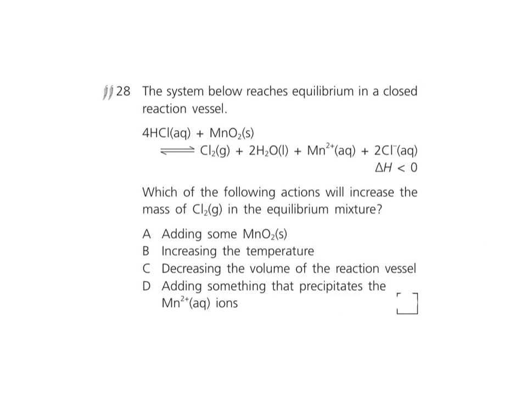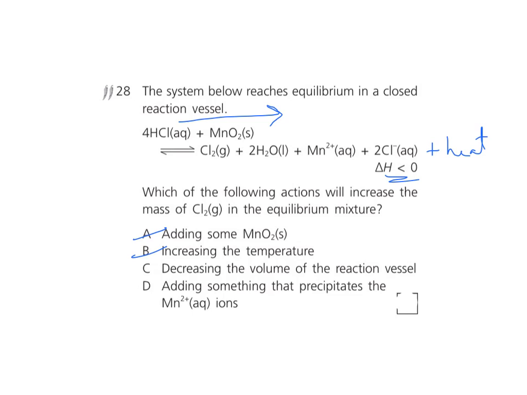The reaction below reaches equilibrium in a closed vessel. Which of the following actions would increase the mass of Cl2? And we notice it's an exothermic process. So we want to increase the mass of Cl2, so we'd like this to shift in the forward direction. If we add some solid, no. If we increase the temperature, the heat is on the right-hand side, it's exothermic. That would actually cause the equilibrium to shift backwards, so no.